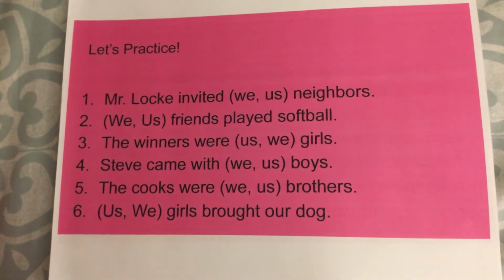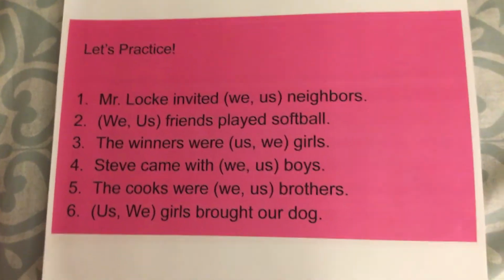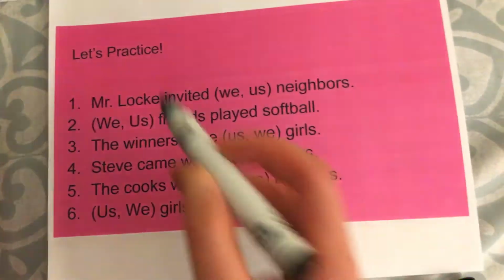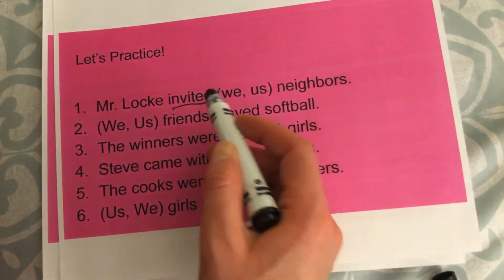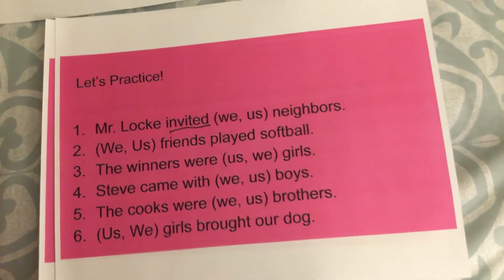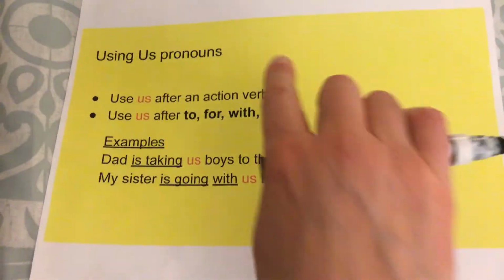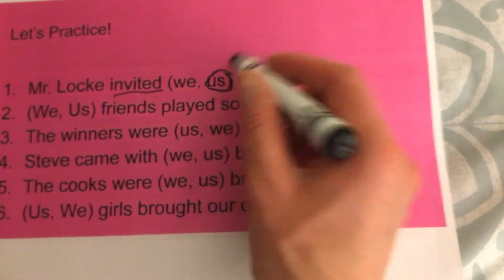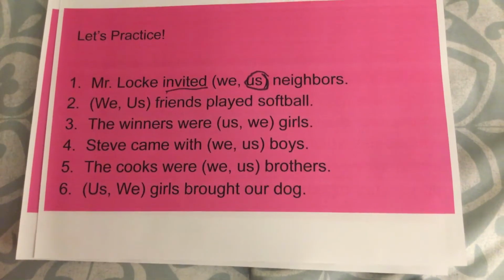Mr. Locke invited we or us neighbors. Okay, so I need to think. Invited is my action verb. And I use us after an action verb. So here I will circle us. You could also shorten this by saying Mr. Locke invited us. That sounds good.